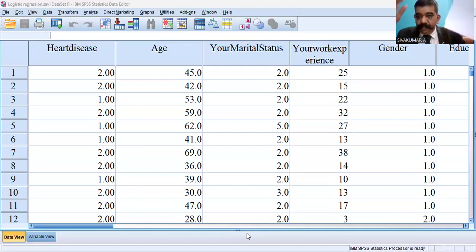Now, first, we may think about a typical example. Otherwise, what is the use of logistic regression? Typical example: a health researcher wants to be able to predict whether the incidence of heart disease can be predicted based on age, weight, gender, etc. Simple. A health researcher wants to predict the incidence of, not health disease, heart disease.